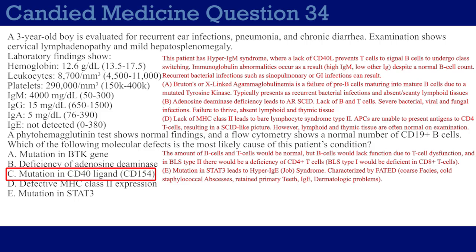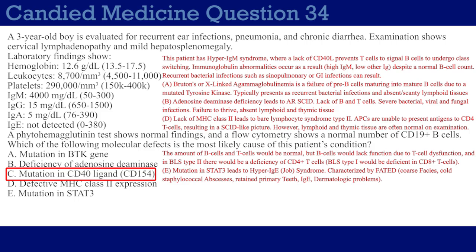So next we have choice D here, defective MHC class II expression. So this is technically considered another form of SCID. This is bare lymphocyte syndrome type 2. So without MHC2, antigen-presenting cells can't present their antigens to CD4 T cells, and it leads to a SCID-like presentation. But obviously, if you think about the mechanics of it, that's just a problem with T cells performing their function. So in bare lymphocyte syndrome, usually you actually have normal amounts of T and B cells. It's just that T cells can't perform their regular duties.